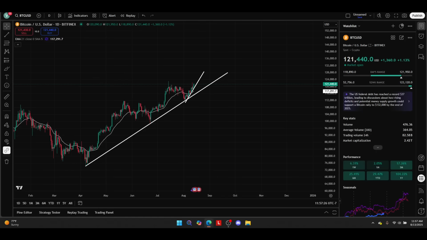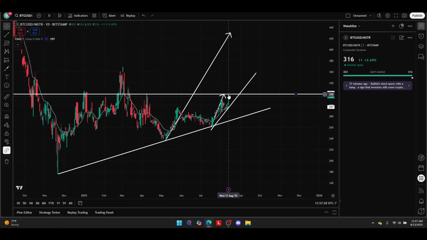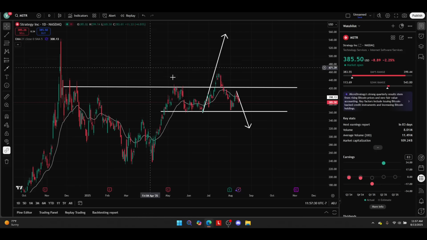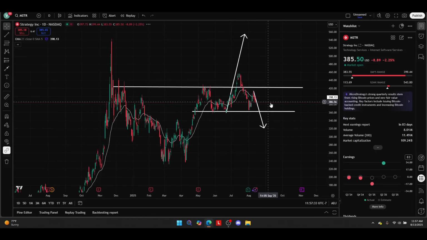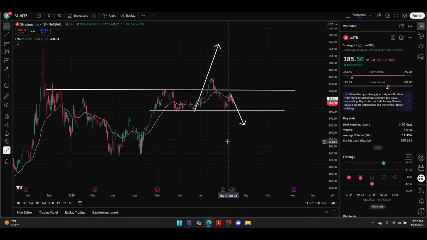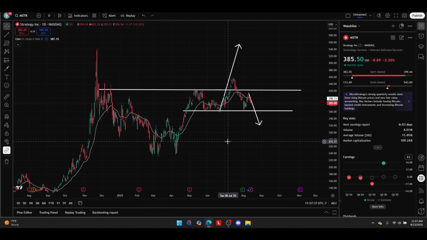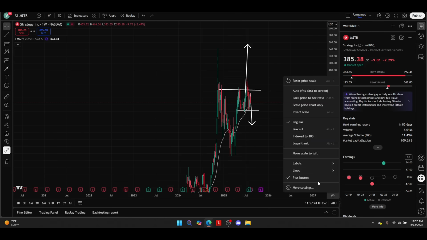So Bitcoin looks like it's going to break out. The MSTR ratio against Bitcoin looks to be reversing soon, and potentially we could see a flip, and then we'll see what happens. So that's all I have for MSTR on the daily chart. I guess we could take a look at the weekly chart real quick.